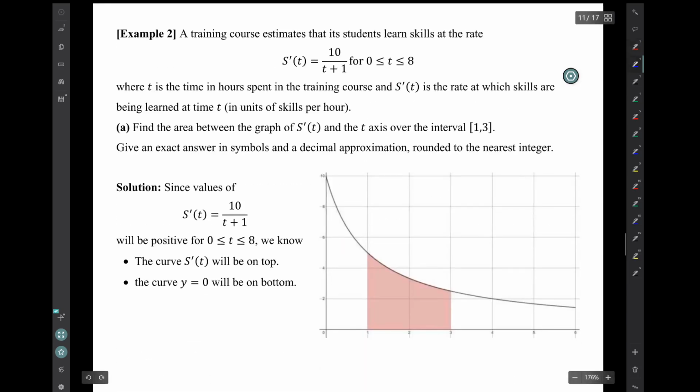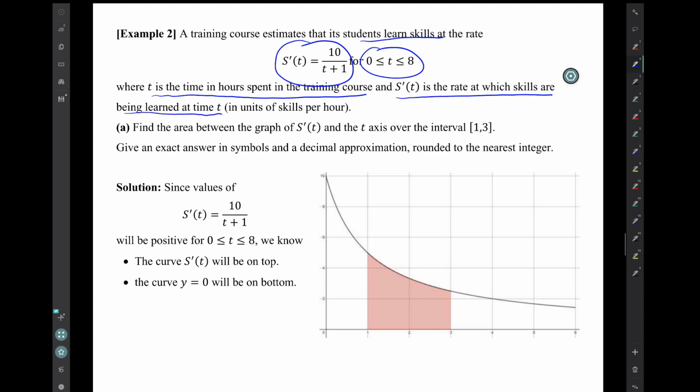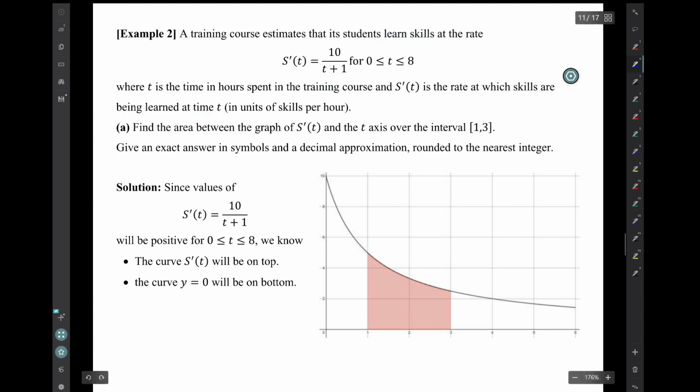Example 2. A training course estimates that its students learn skills at this rate. Capital S prime of t equals 10 over t plus 1 for t in the interval from 0 to 8, where t is the time in hours spent in the training course, and capital S prime of t is the rate at which skills are being learned at that time t, in units of skills per hour. Question A is, find the area between the graph of capital S prime of t and the t-axis over this interval. Give an exact answer in symbols and a decimal approximation, rounded to the nearest integer.